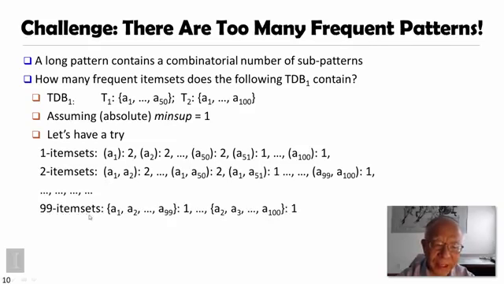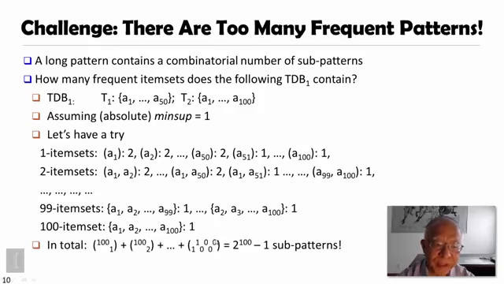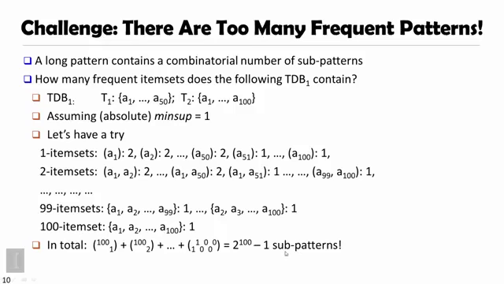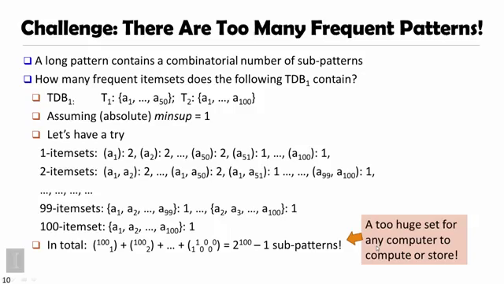Up to 99-itemsets, we can get A1 to A sub 99, whose support is 1. You can chop one by one, so finally you get A2, A3 to A sub 100, support is 1. Finally, we get the 100-itemset whose support is only 1. If we add all these together, that means 100 choose 1, 100 choose 2, up to 100 choose 100. We get a huge number, 2 to the power of 100 minus 1, that many subpatterns. For any computer, this is too huge to compute or store.